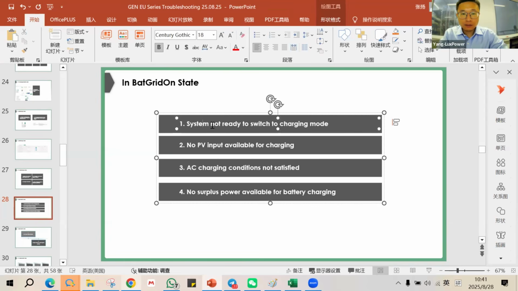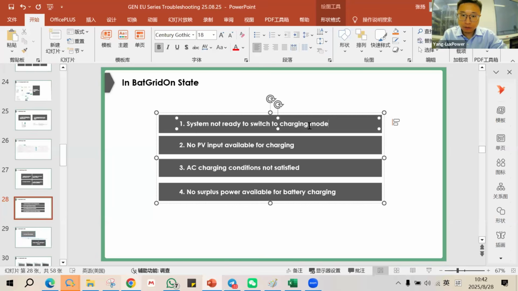First of all, the system will not be ready for this charging mode, because maybe there will be some CT settings problems, or there may be some sampling problems inside the inverter. So the inverter can't get this charging flag. It cannot change the charging status from bypass mode or standby mode to the charging mode. So that's a very tricky case.